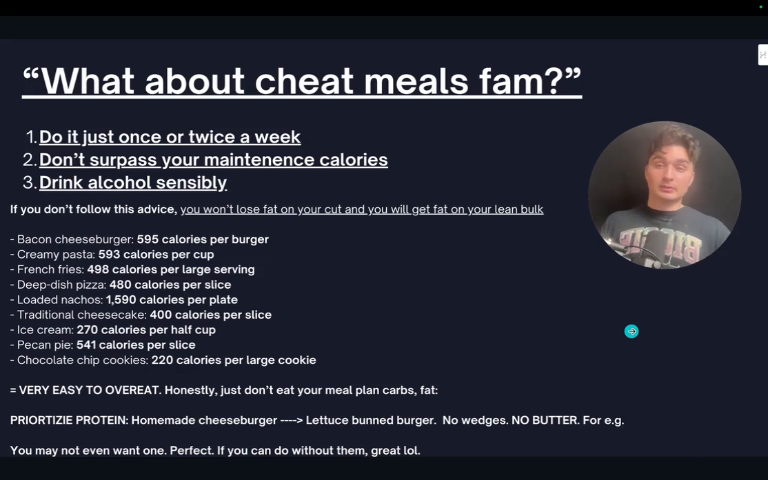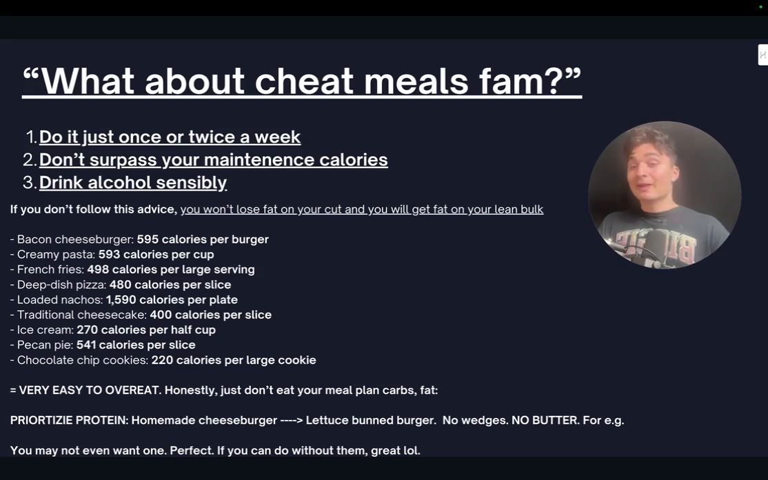What about cheat meals? Okay, extra advice on cheat meals. Don't eat cheat meals more than once or twice a week. Don't surpass your maintenance calories when having a cheat meal, and drink alcohol if that is your cheat meal, okay? If you don't follow this advice, you won't lose fat on your cut, and you'll gain fat on your lean bulk. Why? Because look at this.